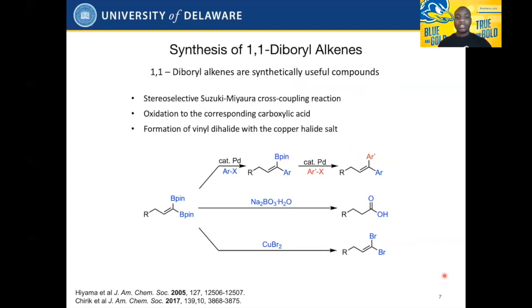And since then, we've moved on, and currently we've just finished the synthesis of 1,1-diborylalkenes using a similar strategy. 1,1-Diborylalkenes are useful compounds. They've been shown to undergo various reactions such as stereoselective Suzuki-Miyaura cross-coupling, oxidation to the corresponding carboxylic acid, and formation of the vinyl dihalide with the copper halide salt.